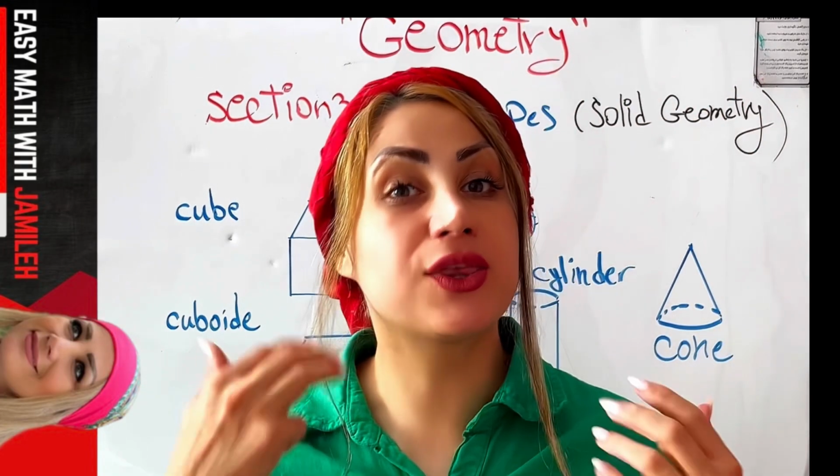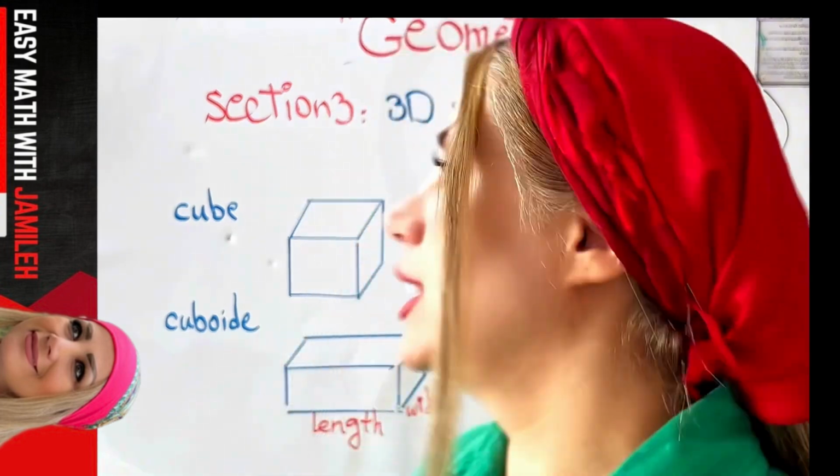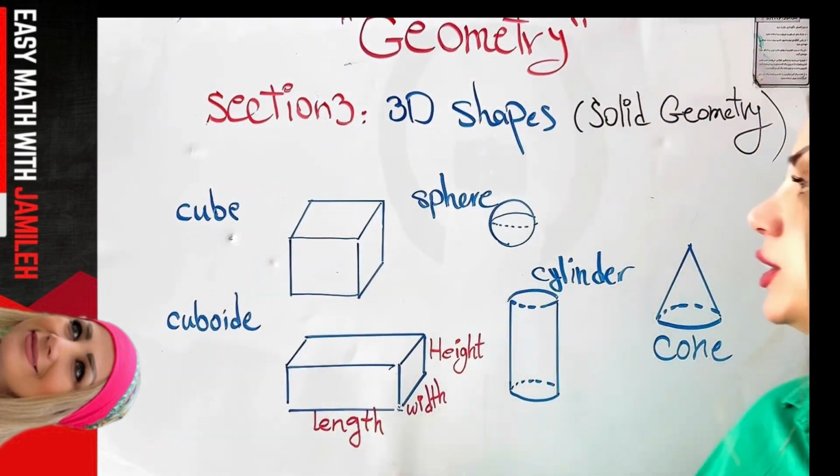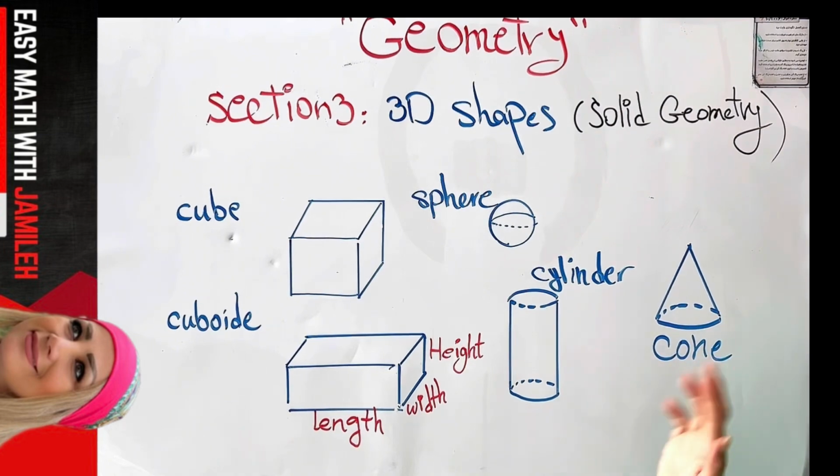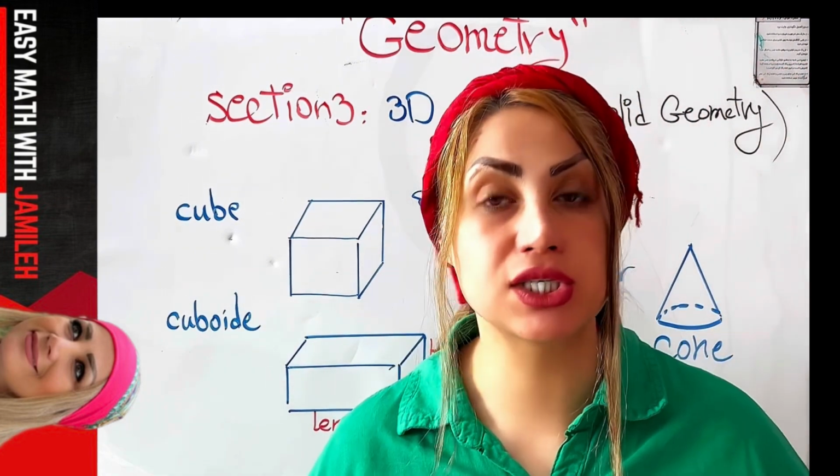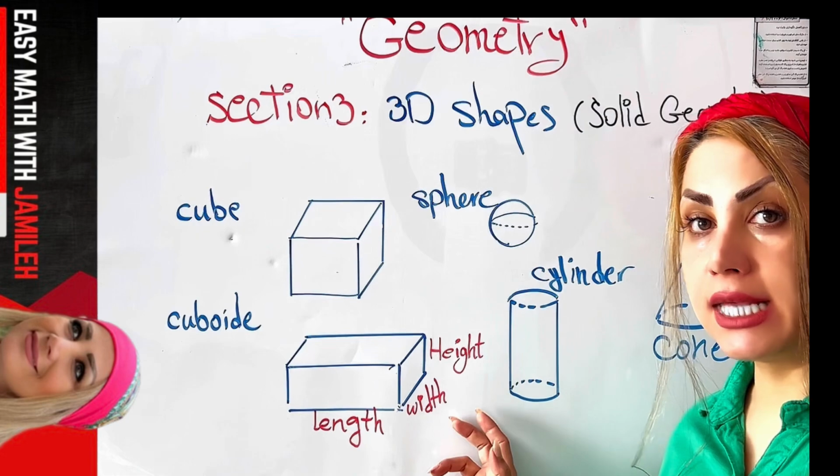Now let's move on to 3D shapes or solid shapes like cubes, cuboids, spheres, cylinders, and cones. These shapes have three dimensions: length, width, and height.